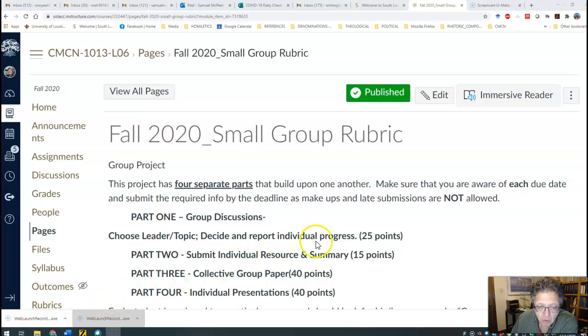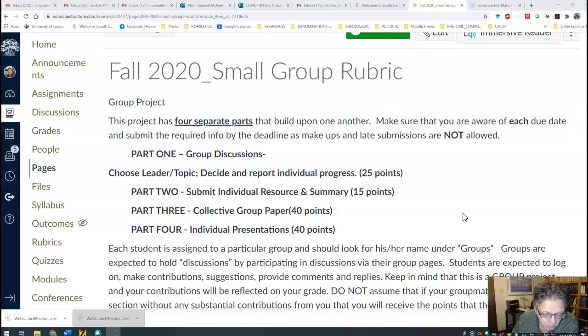This is just a small presentation on the small group project that is due this week. This is the rubric that is posted on Canvas. And you'll notice that there are 4 parts of the assignment. Part 1 was the choosing of the group leader and the topic that you were going to do. And then the next 3 parts, these are the things that I want to point out.